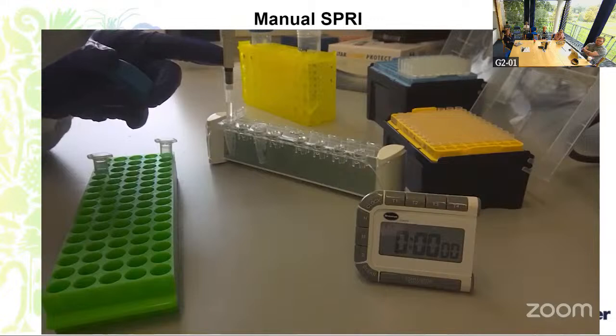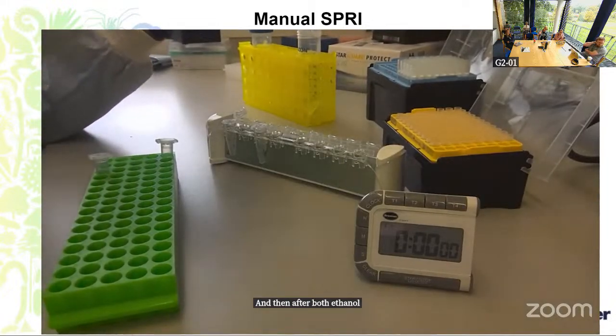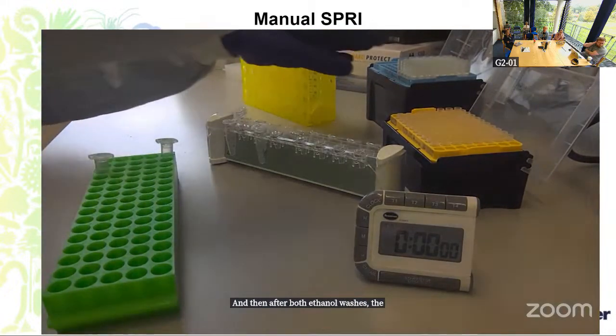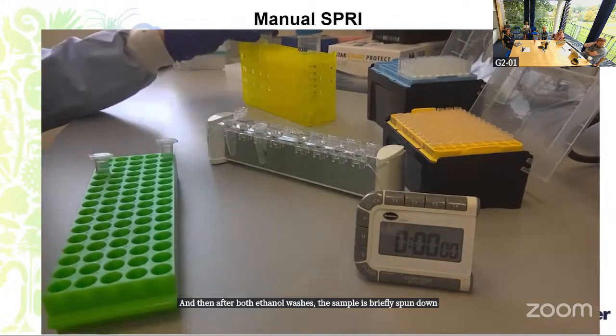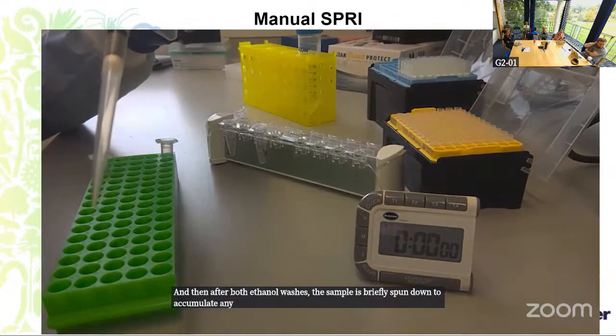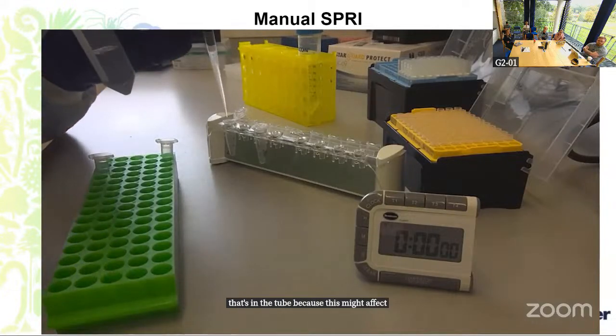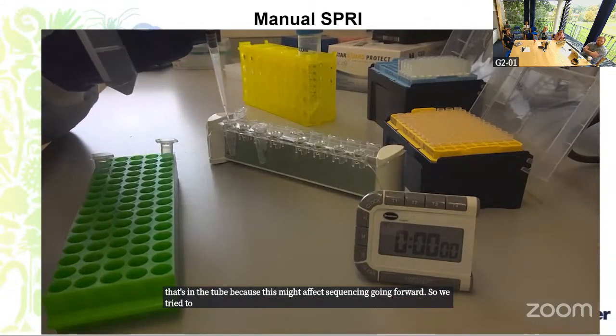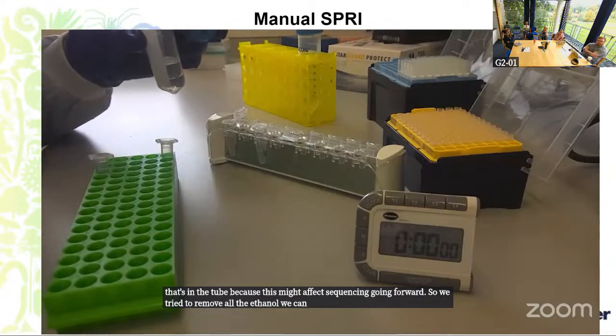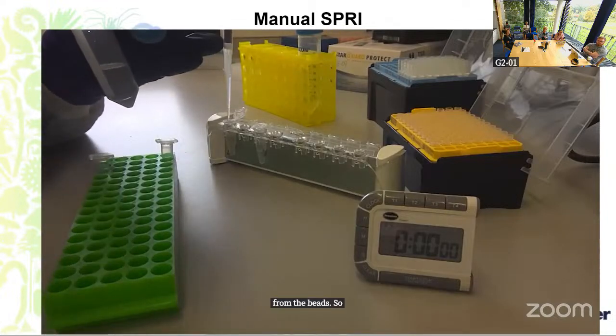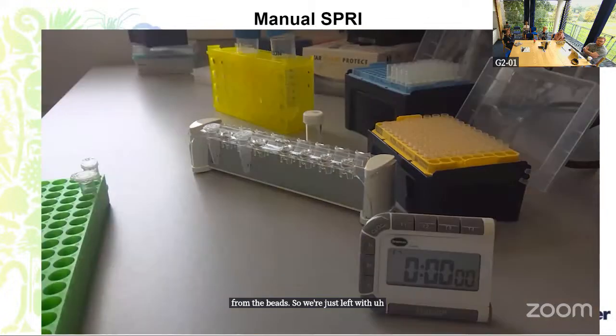After both ethanol washes, the sample is briefly spun down to collect any excess ethanol that's in the tube, because this might affect sequencing going forward. So we try to remove all the ethanol we can from the beads, and we're just left with purified DNA.